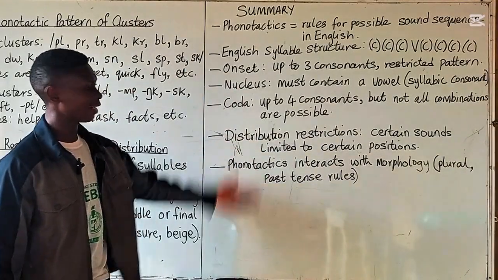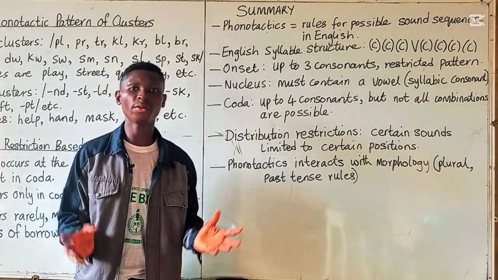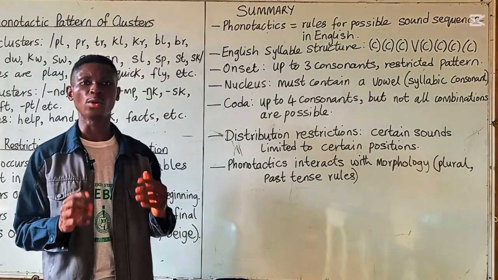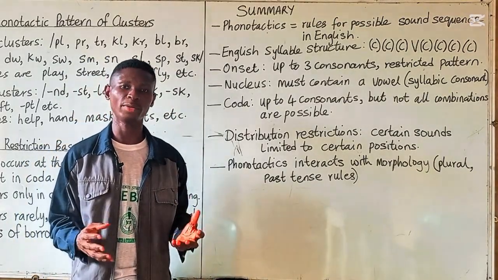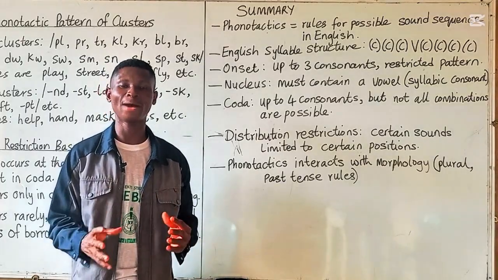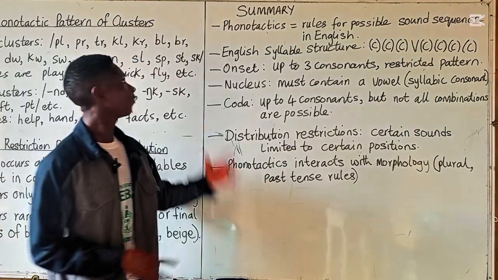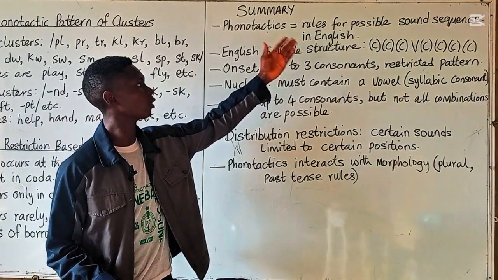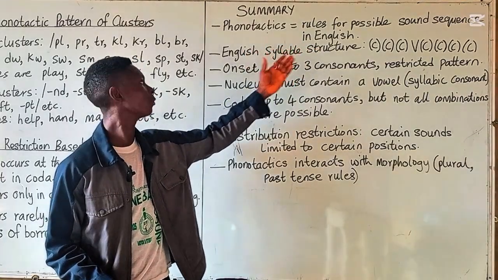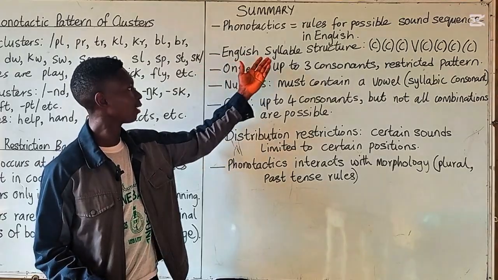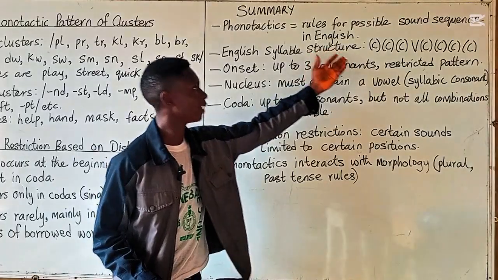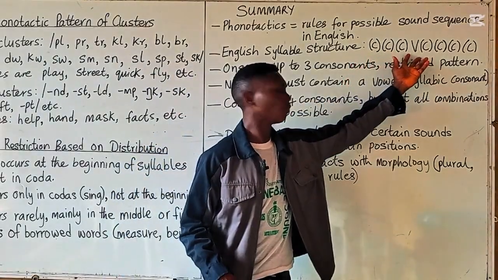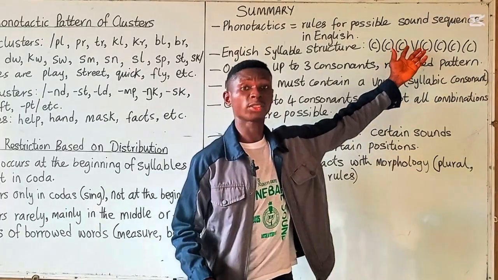Okay, I'd like us to consider the summary of everything we've done under the phonotactics of English language. In other words, the rules governing the arrangement and combination of sounds in English language. So the first point we made was that phonotactics refers to rules for possible sound sequence in English language. Two, English syllable structure is made up of three possible onsets, then a compulsory nucleus, and four possible coda.